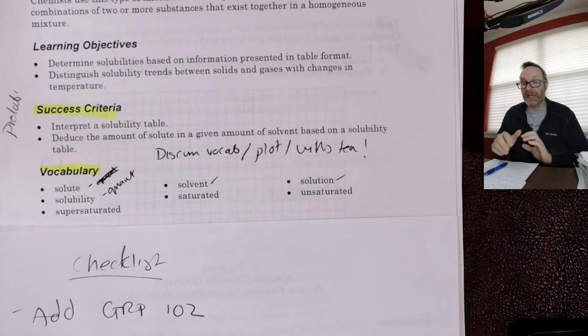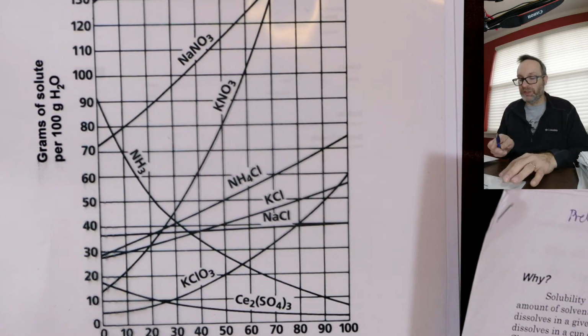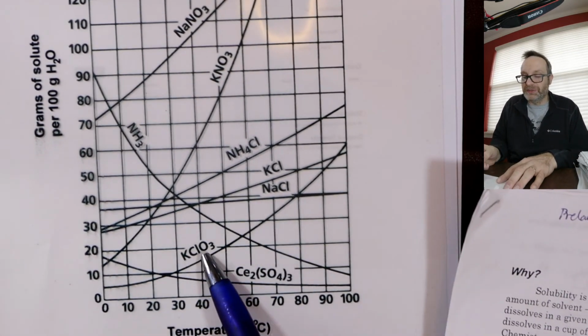Supersaturated. Now be very, very careful with this phrase, okay? It's the last one on the list I'm going to talk about. Let's go back to your graph here. Okay, let's pick an easy one. Let's go back to potassium chlorate here.